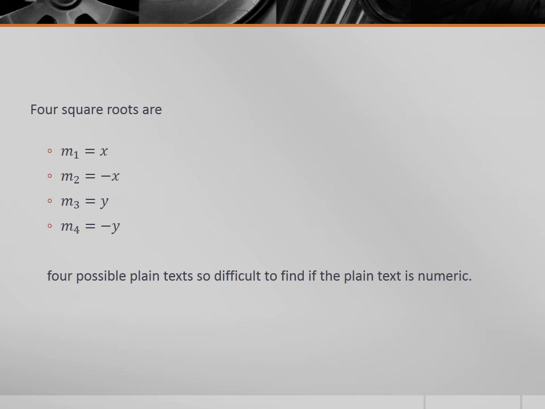We get 4 square roots as m1 is equal to x, m2 is equal to minus x, m3 is equal to y, m4 is equal to minus y. If the plain text is a string, then we can find the correct plain text by looking at its meaning. But if it is random or some numeric string, then selecting one out of the 4 possible plain texts is difficult.